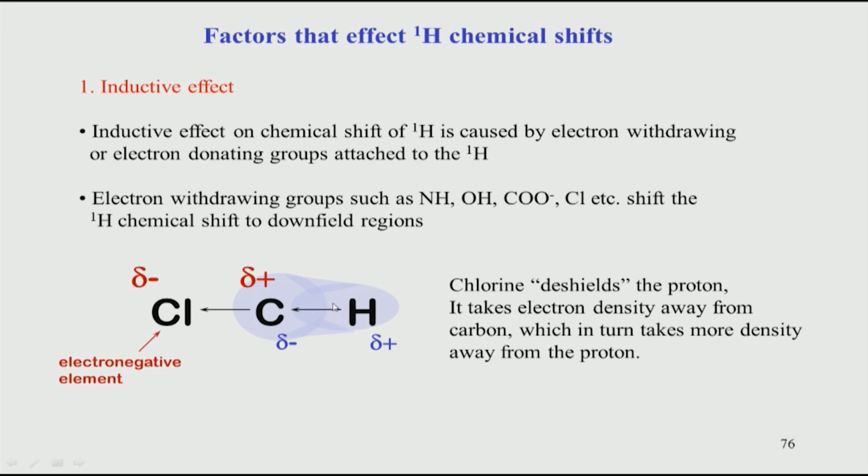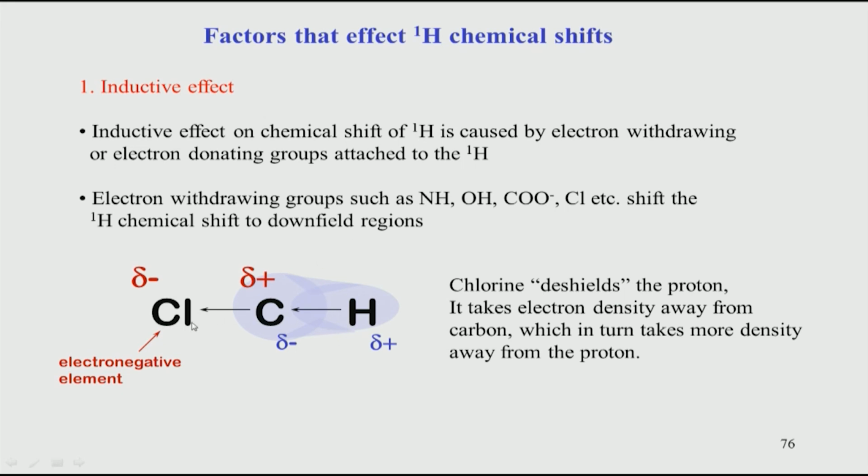But now if I remove this electron density, the shielding effect is reduced. So, therefore, we use the word deshielding. We say that chlorine deshields the proton because it takes away the electron density from the carbon, which in turn takes away the density from the proton. So, this is the electron withdrawing effect, and this is typically observed in functional groups such as NH, OH, carboxylate, chlorine, etc. Because of that, this hydrogen will now appear at a chemical shift value that is very downfield shifted. So, this is what we saw in the previous slide, the hydrogen attached to a chlorine comes downfield shifted.